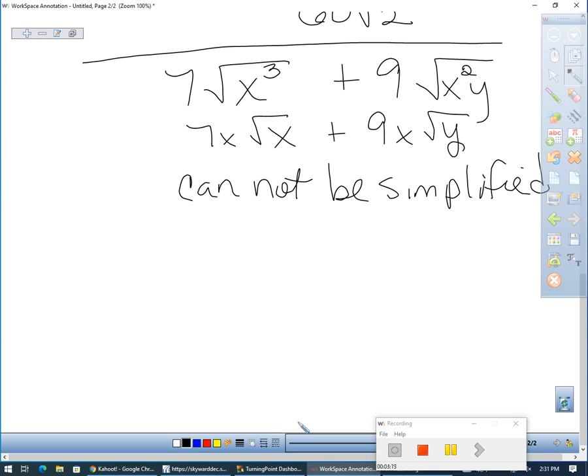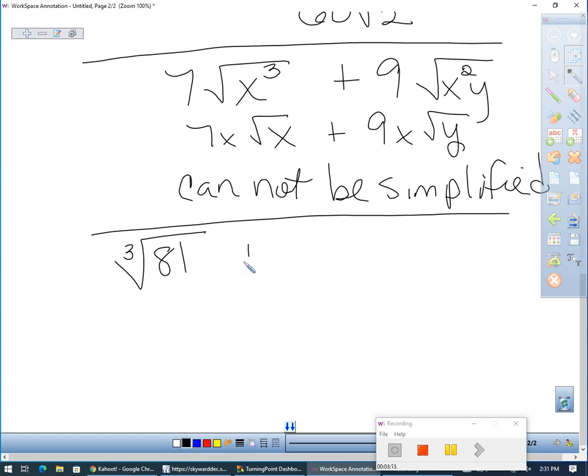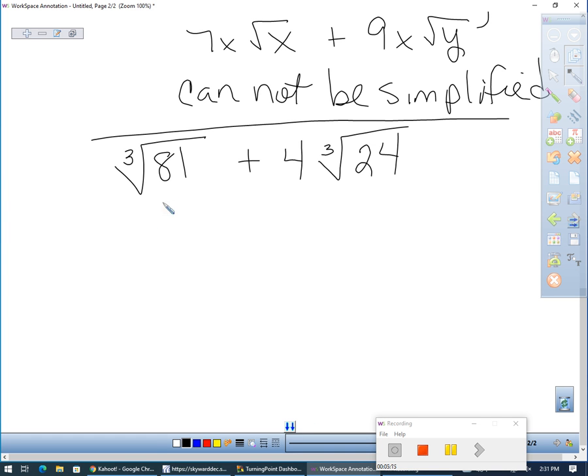Let's do one more. One last one. Let's go with the cube root of 81 plus 4 cube root of 24. So what is the first thing we have to do? We have to simplify if we can. So 81.